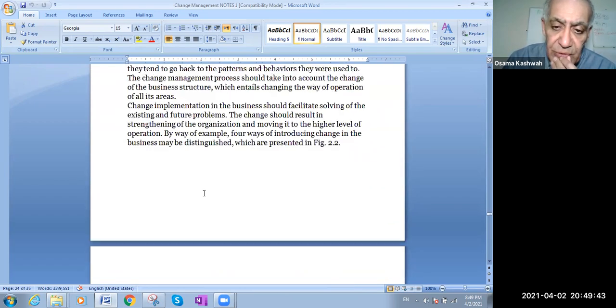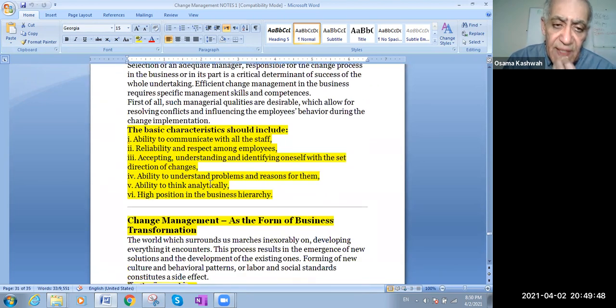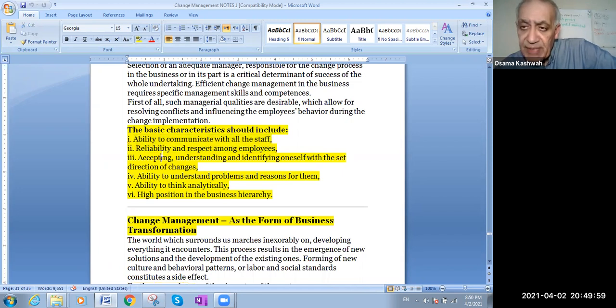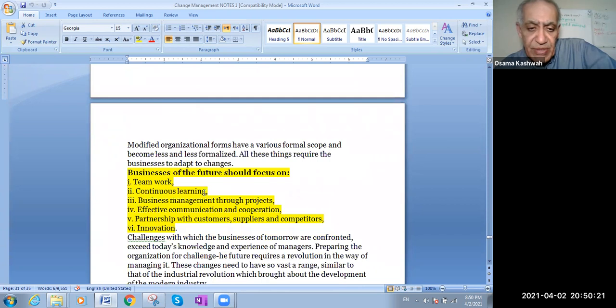We'll move now to those very important points about the change. These are things that you have to take care of very well when you are doing a change: ability to communicate with all the staff, and we talked about this in the previous video; reliability and respect among employees; accepting, understanding, and identifying oneself with the set directions of change; availability to understand problems; availability to think analytically; and a high position in the business hierarchy. Those are very important points to care about when you do the change.